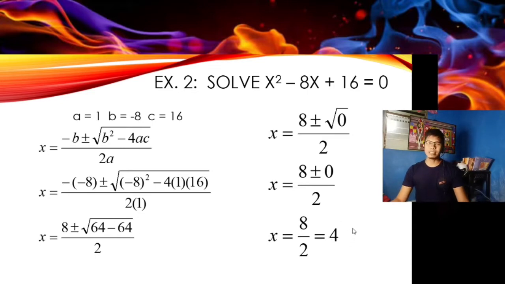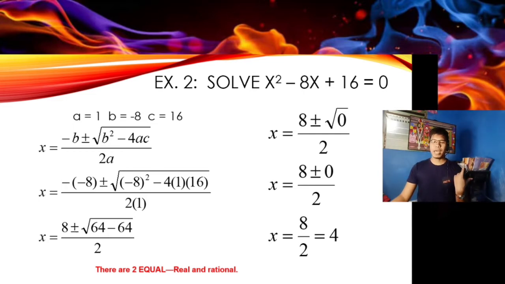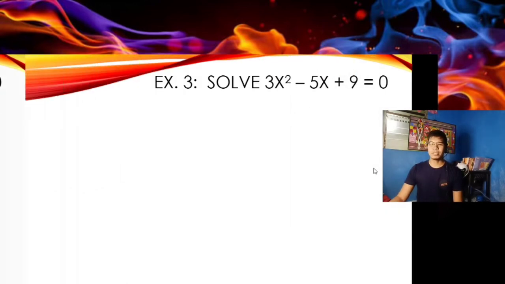Since this is a quadratic equation, we still have two solutions, but this time we have two equal real and rational solutions. From the first example, we have two unequal real and rational solutions. This time we have two equal real and rational solutions. So it depends on the given quadratic equation. Let's have the third one.